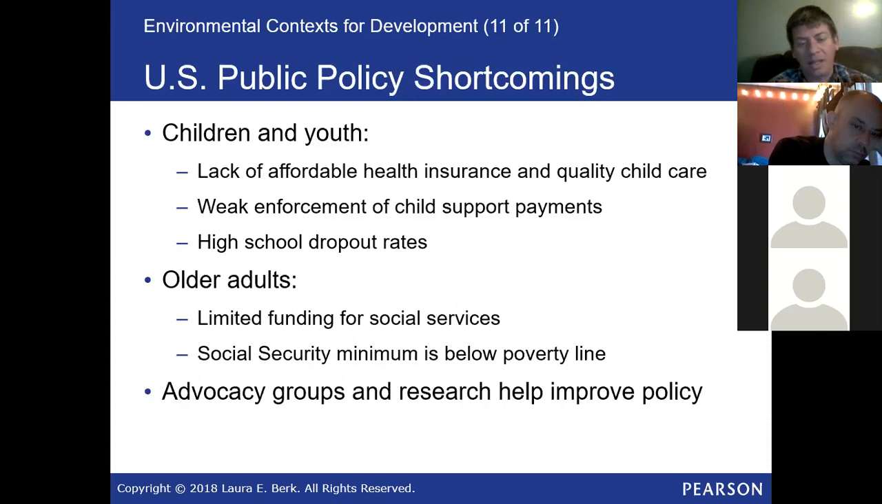And we know that advocacy groups and research help improve policy development and implementation and maintenance and all that. So this is what we're not doing so well with in the U.S. Especially childcare. Childcare seems to be a big issue.